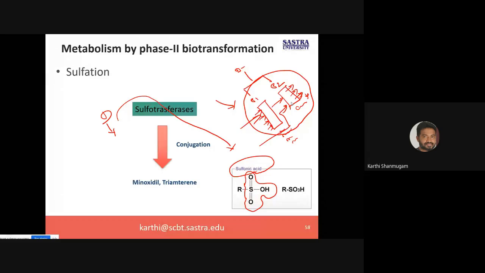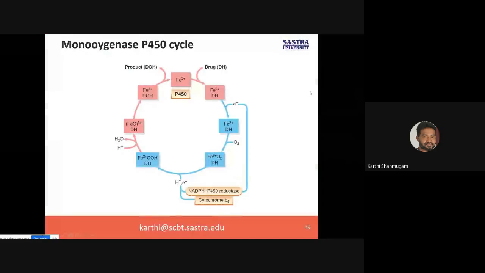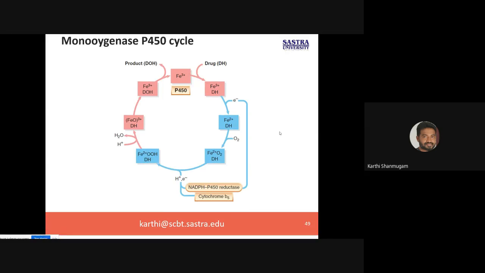And one more point is the cycle of the P450 enzyme. So how these oxidation, reduction, alkylation, deamination reactions take place with the help of the P450 cycle. That's very important for metabolism.